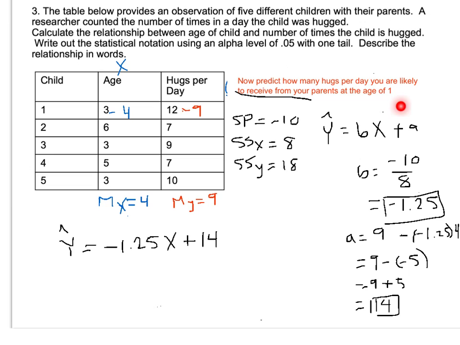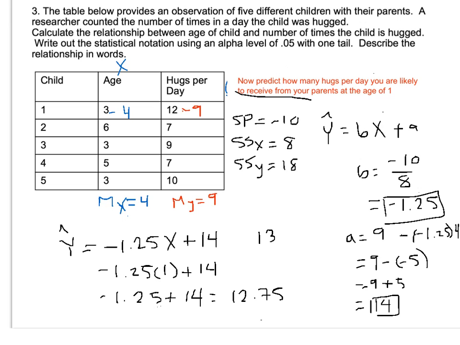What I'm now going to do is substitute the age of 1, which is x, since my age is x. And I am substituting now here negative 1.25 times 1, my x, plus 14. Essentially what I'm left with is negative 1.25 plus 14, and that comes out to 12.75 hugs per day, which in reality we would say is 13 hugs in a day. So a 1-year-old is likely to get 13 hugs in a day.